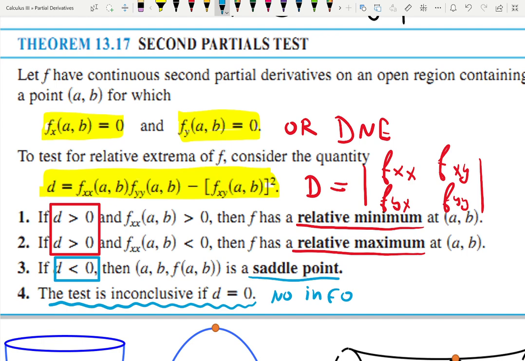Yes? Sorry. Can we see an example of what a saddle point looks like? Yeah, it's literally right below. I'll show you in a second.